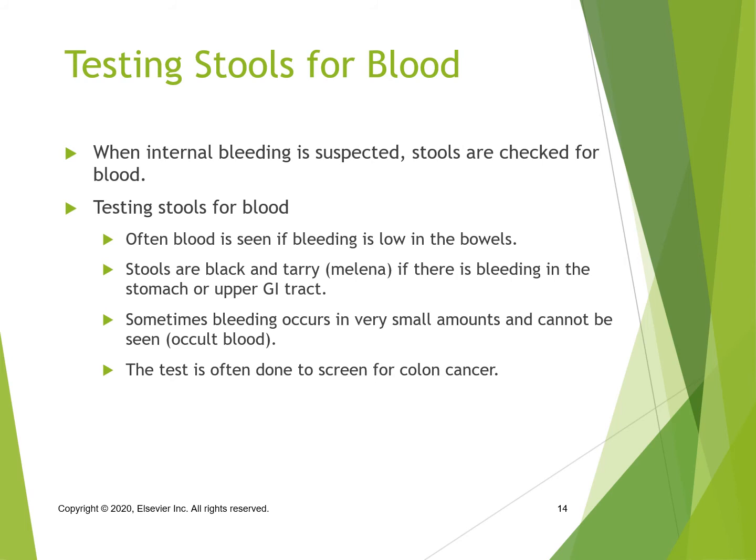Often blood is seen if bleeding is low in the bowels. Stools are black and tarry if there is bleeding in the stomach or upper GI tract. Sometimes bleeding occurs in very small amounts and cannot be seen. Occult blood. The test is often done to screen for colon cancer. Ulcers, colon cancer, and hemorrhoids are common causes of blood in stools.